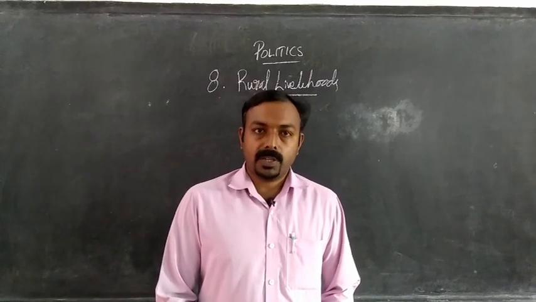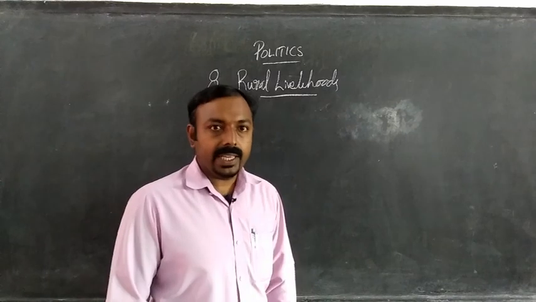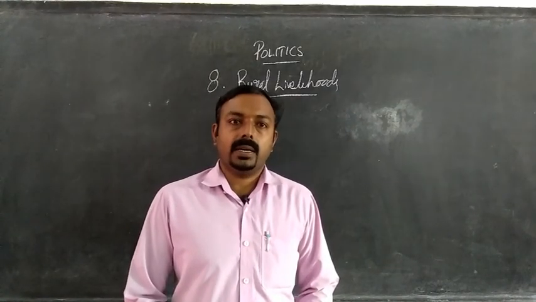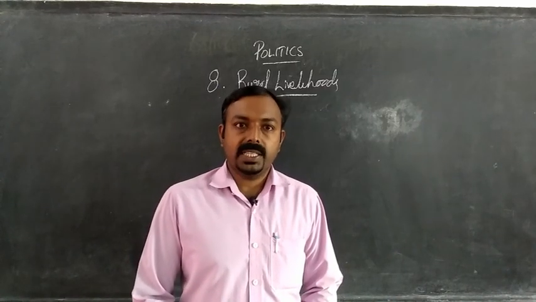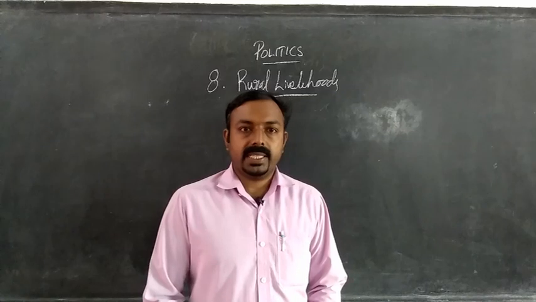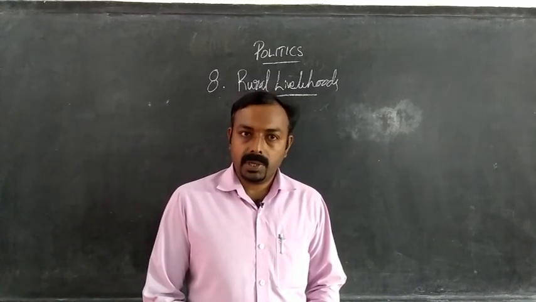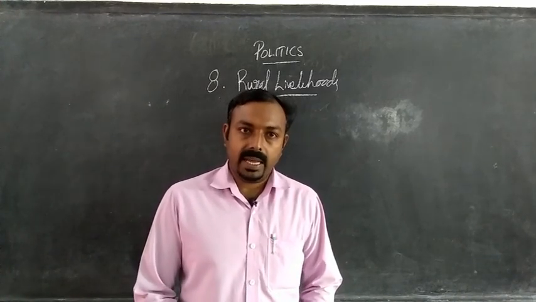Today we are moving to the part of politics, chapter 8, rural livelihoods. In villages, how the people are living, or how they are getting their money for livelihoods, that we are discussing. In our textbook there is an example of Kalpattu village, on the sea coast in Tamil Nadu, and most of the people are dependent on agriculture.